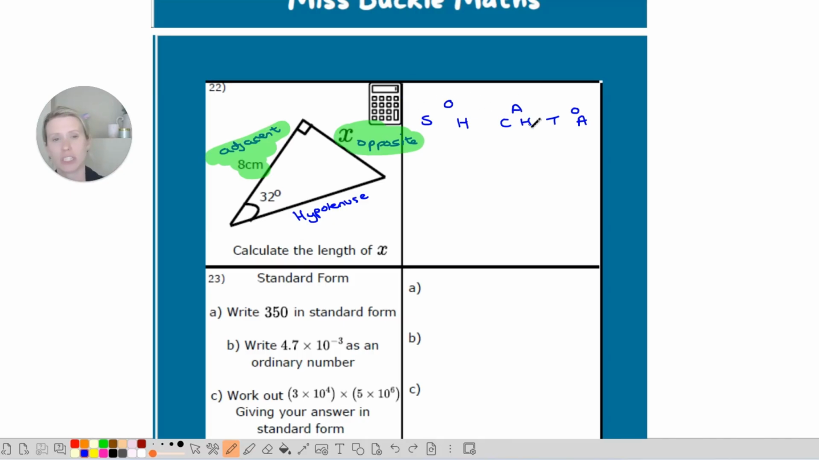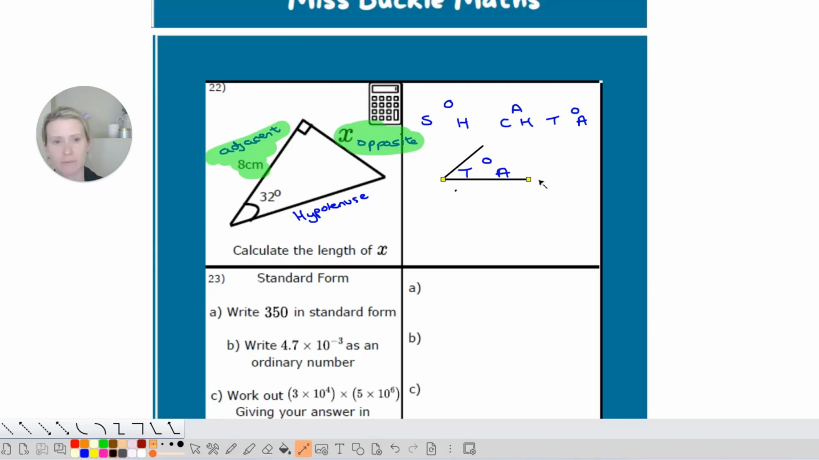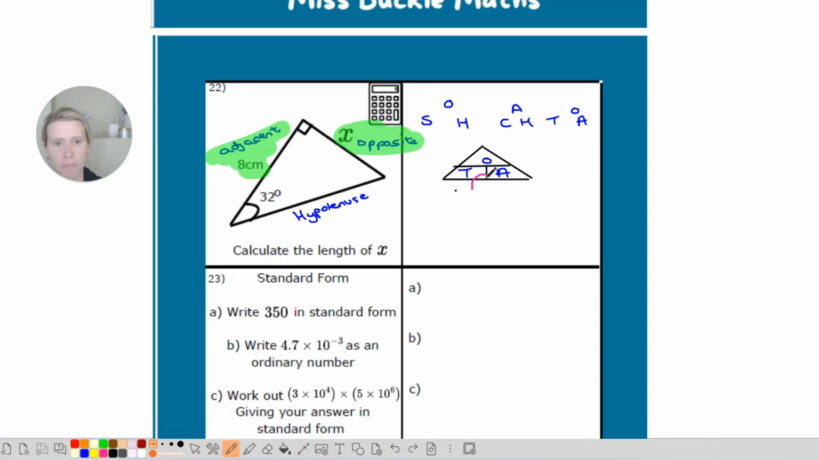Which trigonometric ratio involves the adjacent and the opposite? So sine involves the opposite and the hypotenuse. It's no good. Cosine involves the adjacent and the hypotenuse. No good. But tan involves the opposite and the adjacent, and that's the one we're going to use, TOA. So redraw out your triangle. And I think it's always good for a quick reminder here to know that we're multiplying them if they're next to each other, and we're dividing them when they're on top of each other.